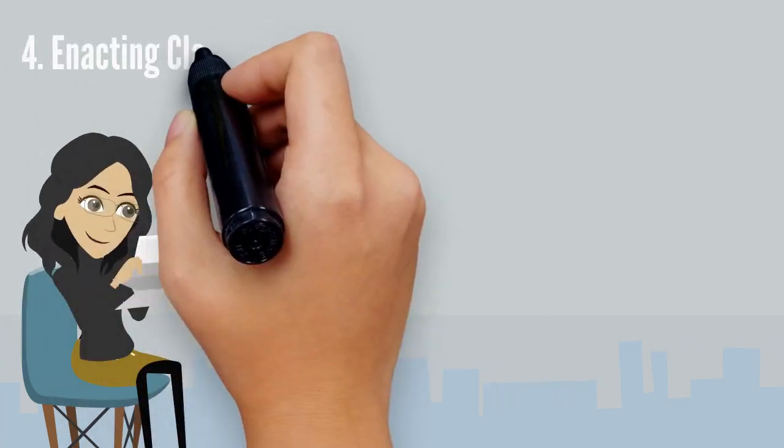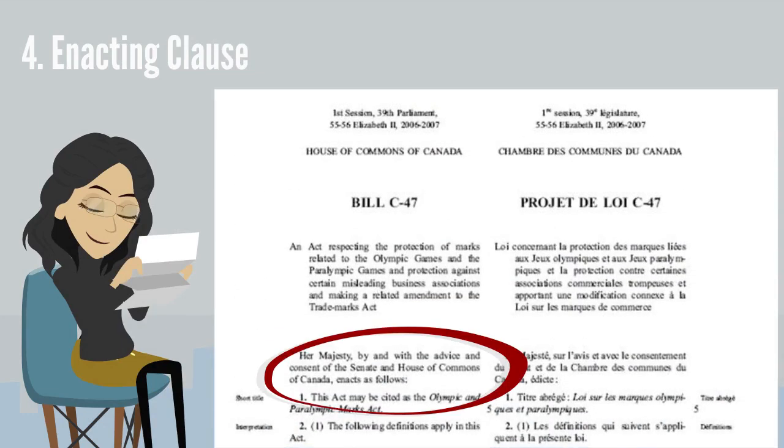Number 4. Shown here is an enacting clause. It is a short phrase that introduces the main provisions of a law enacted by a legislature. The enacting clause is always the same, but will change only if a king succeeds Queen Elizabeth II.